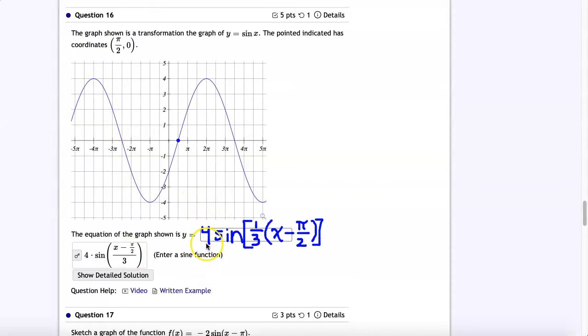So the number here is 4, but here I have a 1/3 written, and that represents a b value of 1/3 to make the period a full 6 pi. And then I'm shifting to the right by pi halves. This right here is algebraically equivalent to this right here, just two different ways of writing it.